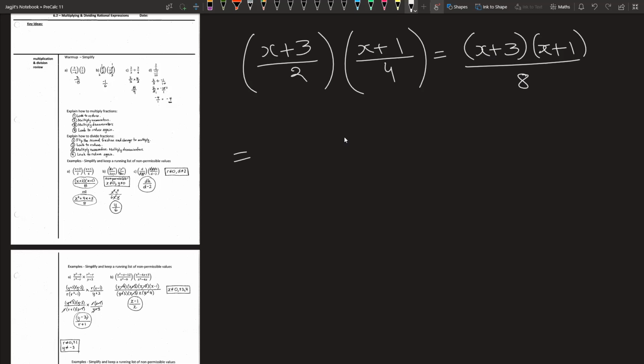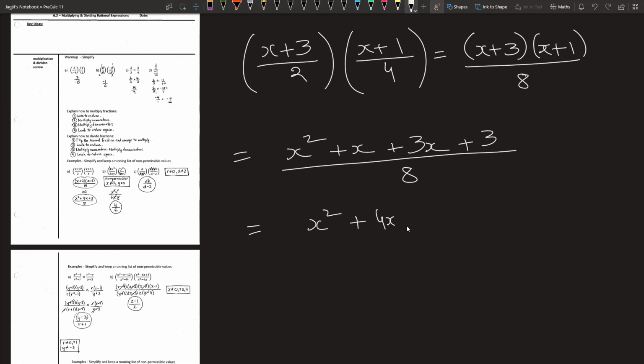Let's FOIL it. X times x is x squared. X times 1 is x. 3 times x is 3x. And 3 times 1 is 3. And at the bottom, we have 8. So we get x squared. X plus 3x is 4x. And this is plus 3. At the bottom, we have 8.